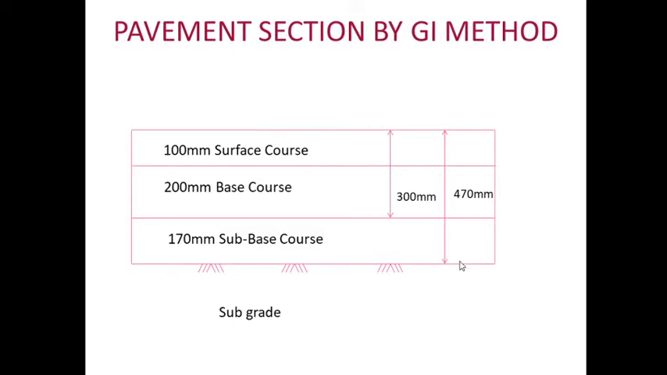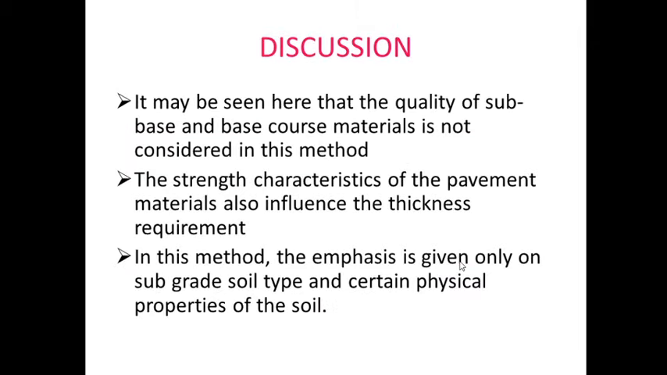Then it may be seen here that the quality of subbase and base course material is not considered in this group index method. The strength characteristics of the pavement material also influence the thickness requirement. Another thing in this method is that emphasis is given only on subgrade soil type and certain physical properties of the soil.